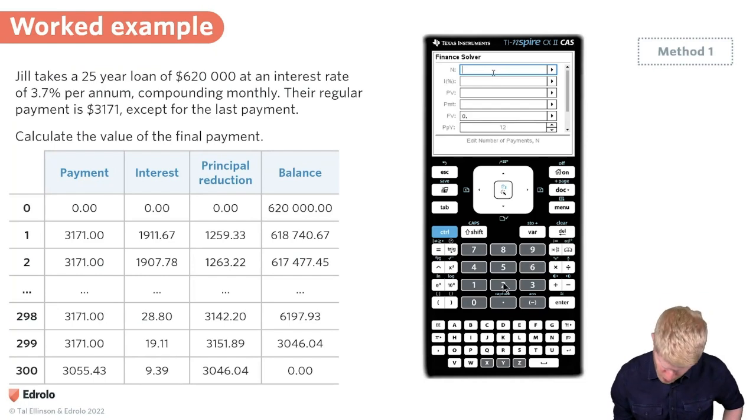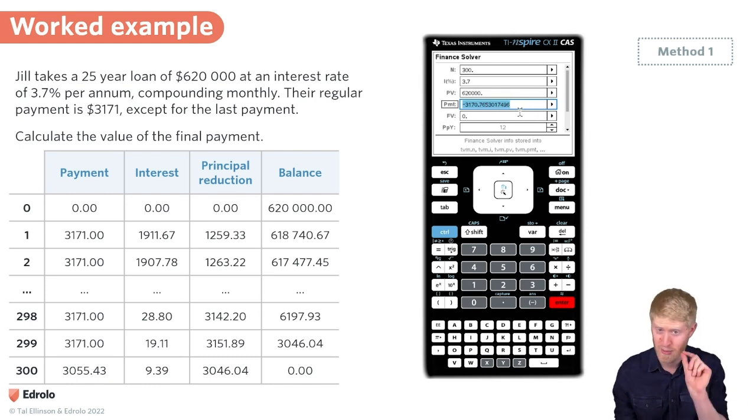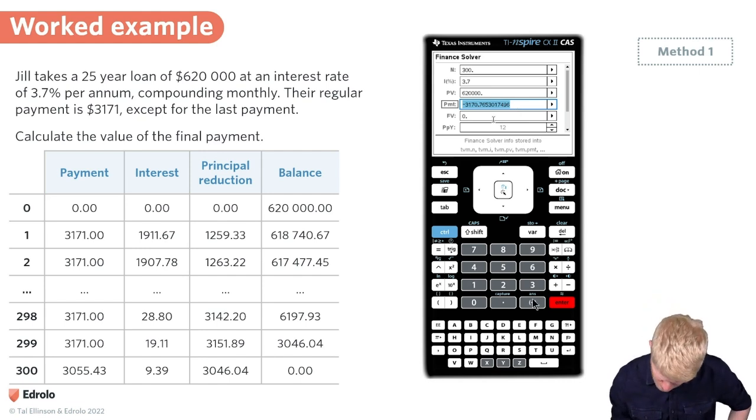All right, let me show you what's going on. 25 years, 12 months a year, 3.7. We're borrowing 621,2,3. Regular payments, 3171. Future value is 0, okay? If we wanted our future value to be 0, our payments should actually be $3,170. So we're paying a bit over every time we make our payment.